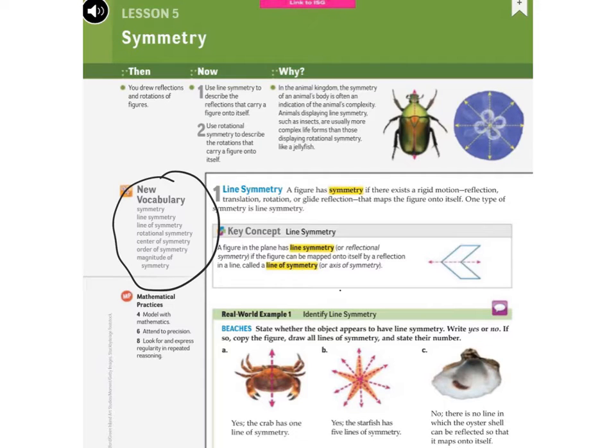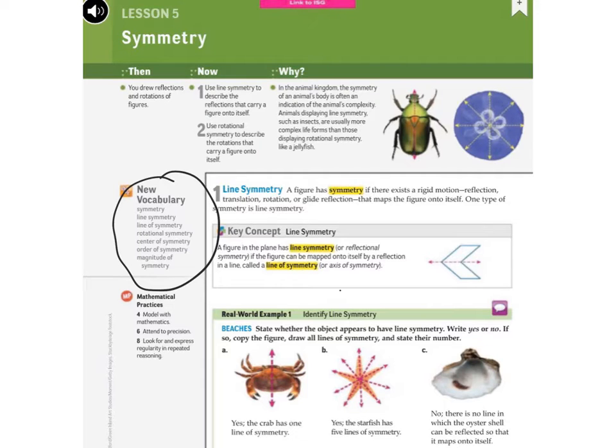But first of all, we're going to do line symmetry. So this is where you can put a line through it, and if it reflects onto itself, then that is definitely the line of symmetry. Some of them have got one, some of them have got multiple, some obviously have got none at all.